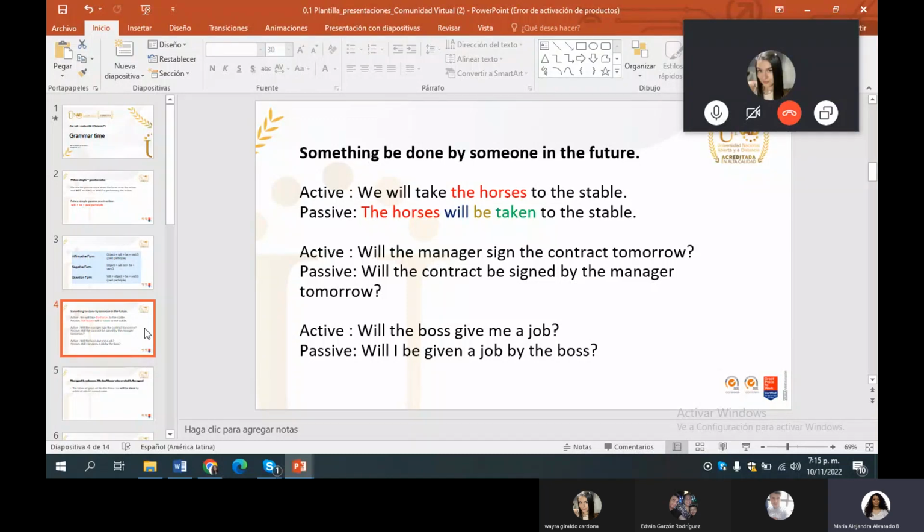Okay, so here we have some examples in active and passive voice. The first one. Can any of you please read the active and passive voice? We will take the horses to the stable. Okay, how is it passive? The horses will be taken to the stable. Nice. Okay, so what happened in this case? Can any of you tell me what changed? What are the changes here?